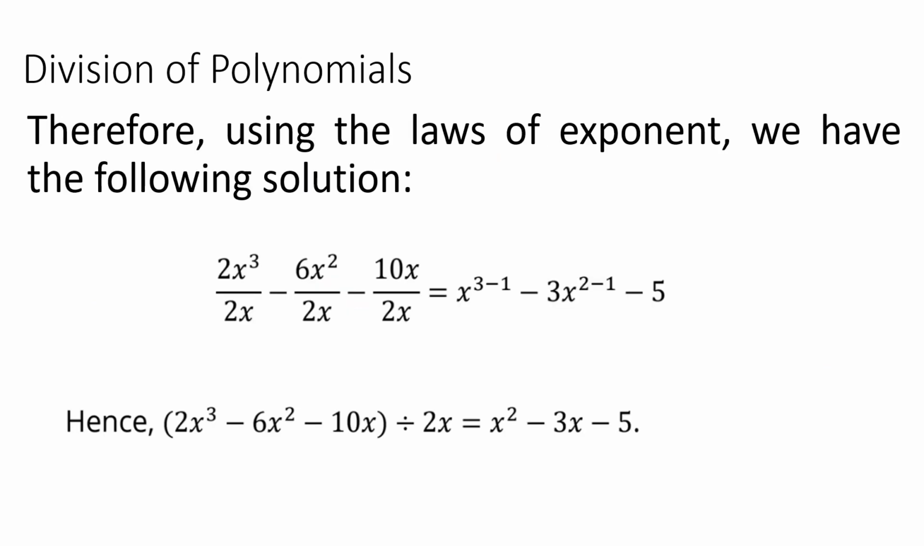Now we will apply the laws of exponent that we discussed. So we have the following solution. 2x cubed divided by 2x will become x raised to 3 minus 1. Negative 6x squared divided by 2x will become negative 3x raised to 2 minus 1. Negative 10x divided by 2x is equal to negative 5. Now, let us simplify. x raised to 3 minus 1 is x squared, minus 3x raised to 2 minus 1 is minus 3x, and then minus 5. So therefore, this is our quotient for that equation.